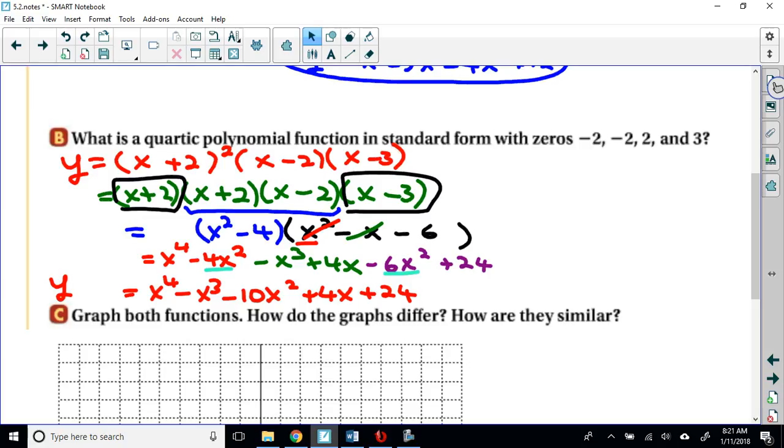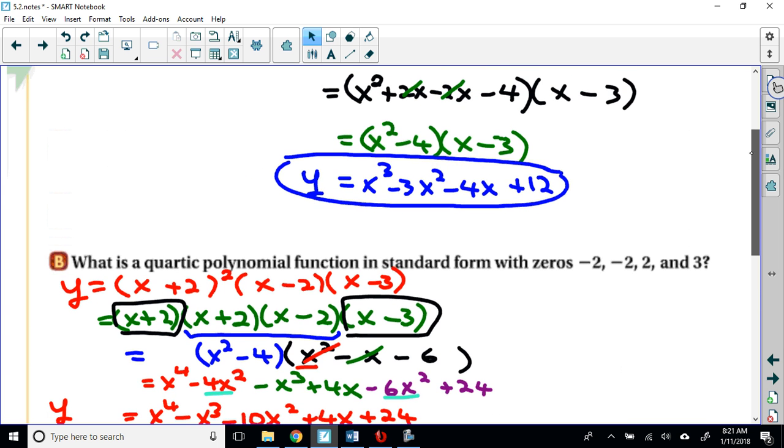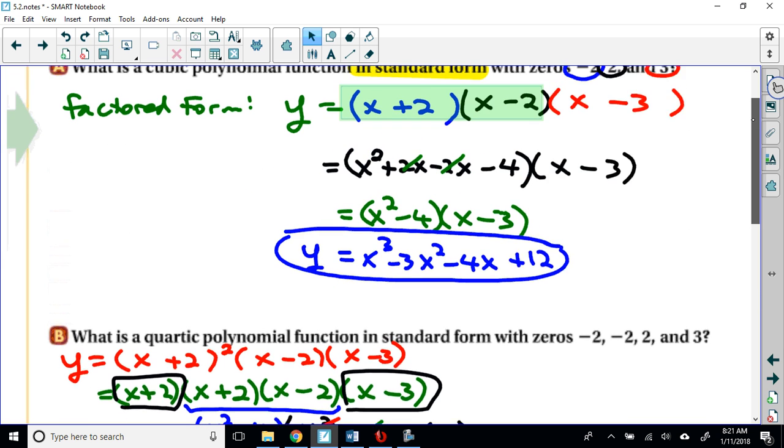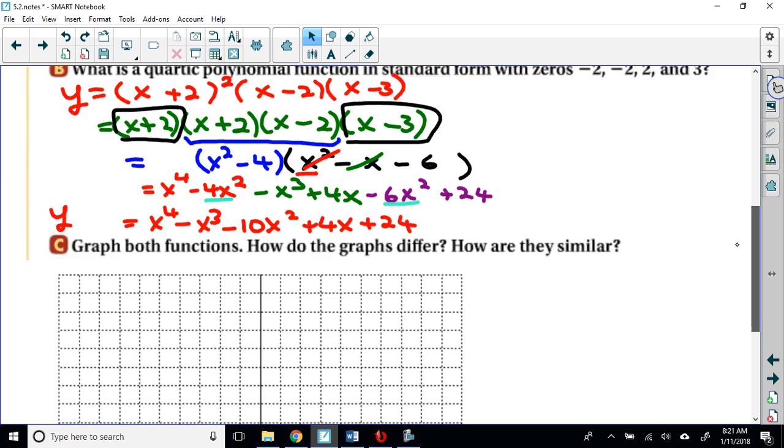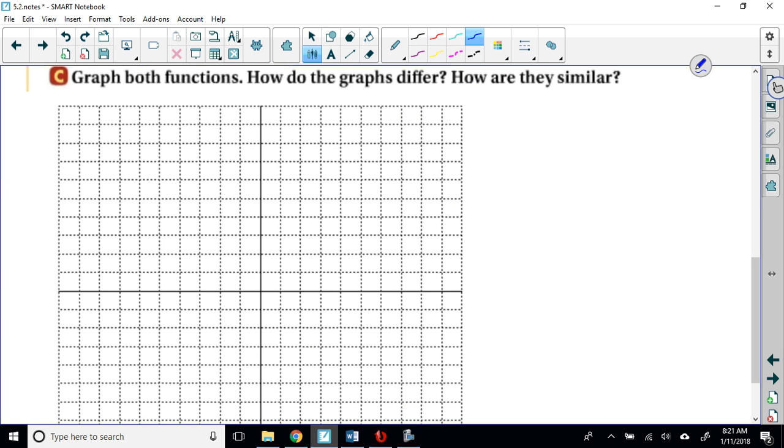The last thing, and this is it for the whole lesson, they want us to graph these and see how the graphs are the same and how the graphs are different. So if I go back up to that first one, I wrote everything in blue, I think. So I use a blue crayon when I graph that. I know my roots there were -2, 2, and 3.